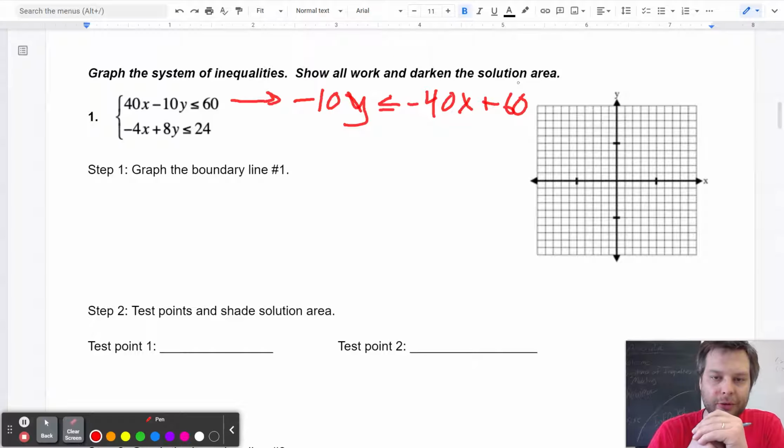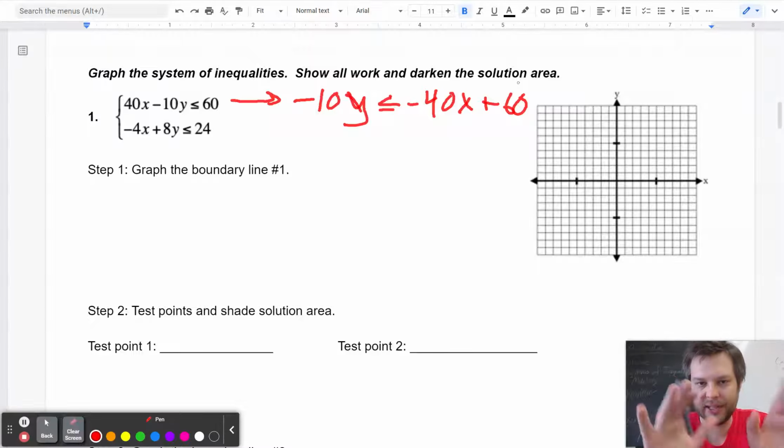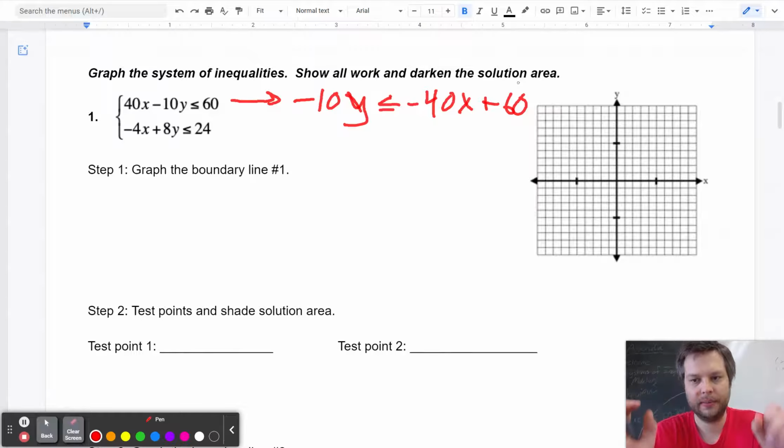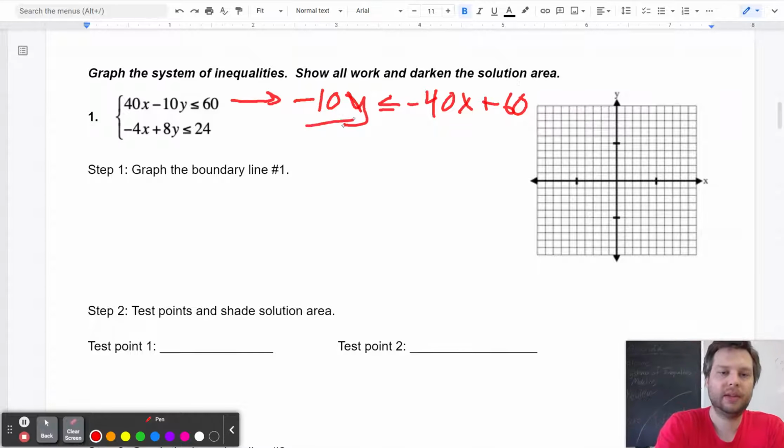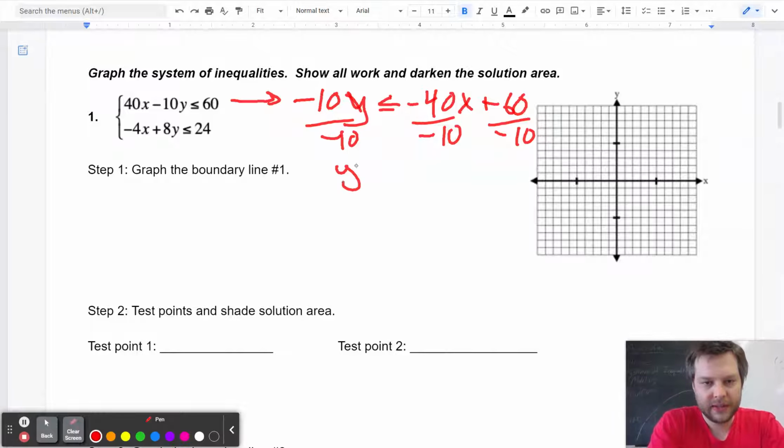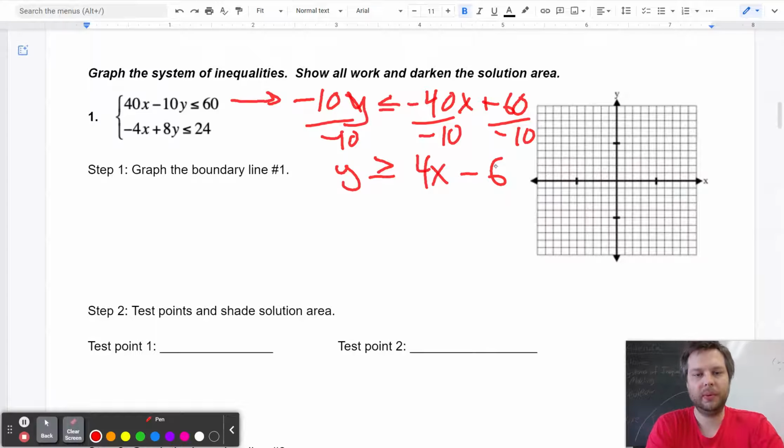So I subtracted 40x from both sides. I did not combine it with the 60. I left it as a separate entity from the 60. Now I'm going to divide everything by negative 10. If this was an equation, everything would stay exactly the same. But it's an inequality, so we need to keep track that when you divide by a negative, it switches the direction of the inequality. Pay attention to what just happened. We had a less than problem that became a greater than problem.